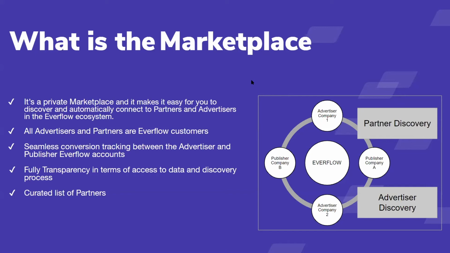So all advertisers and partners are essentially Everflow customers, so that's why it's a private marketplace. And essentially what happens is that the conversion tracking part that exists between the advertiser and the publisher is automatically taken care of in the back end. So you would not have to go in and set up postbacks or do test conversions. Essentially, our system knows that because both accounts are Everflow accounts, an advertiser and a publisher account, in the backend we'll be able to connect it, and we'll be able to create seamless conversion tracking between those accounts.